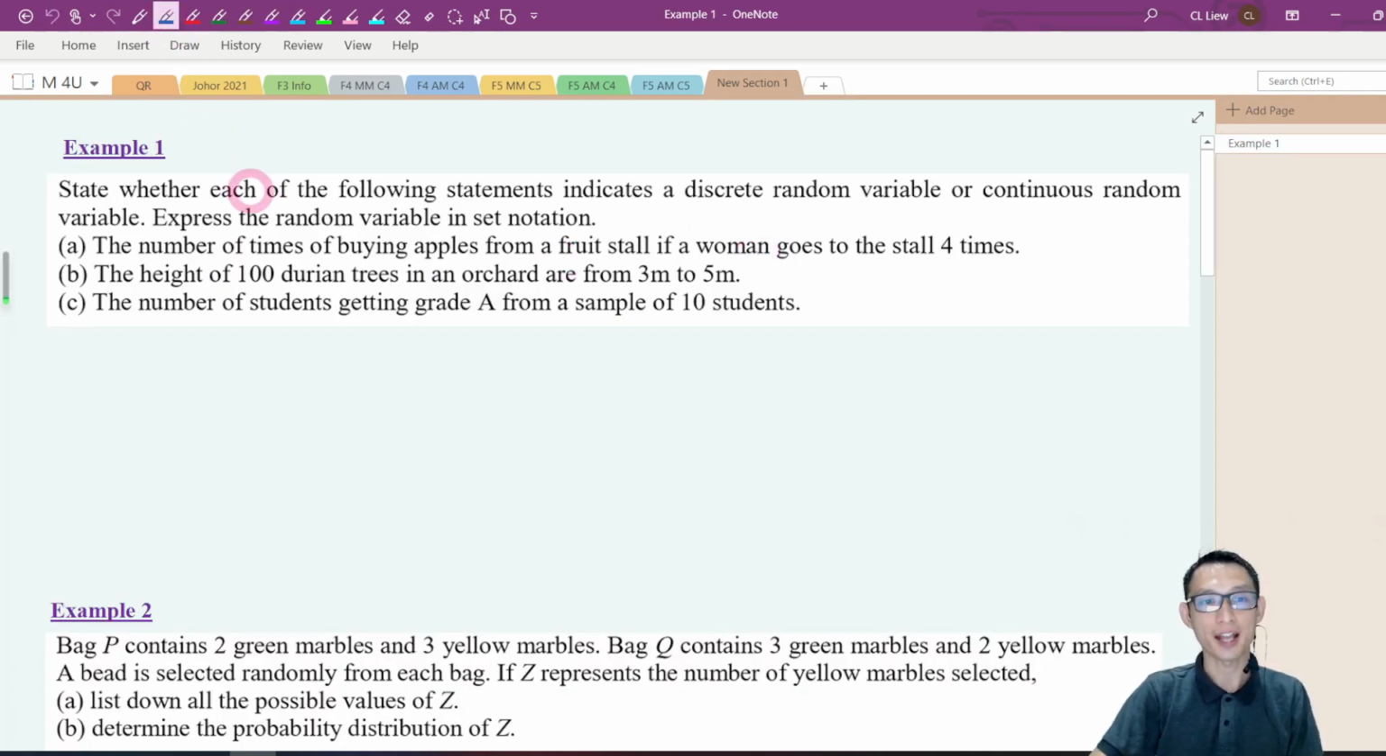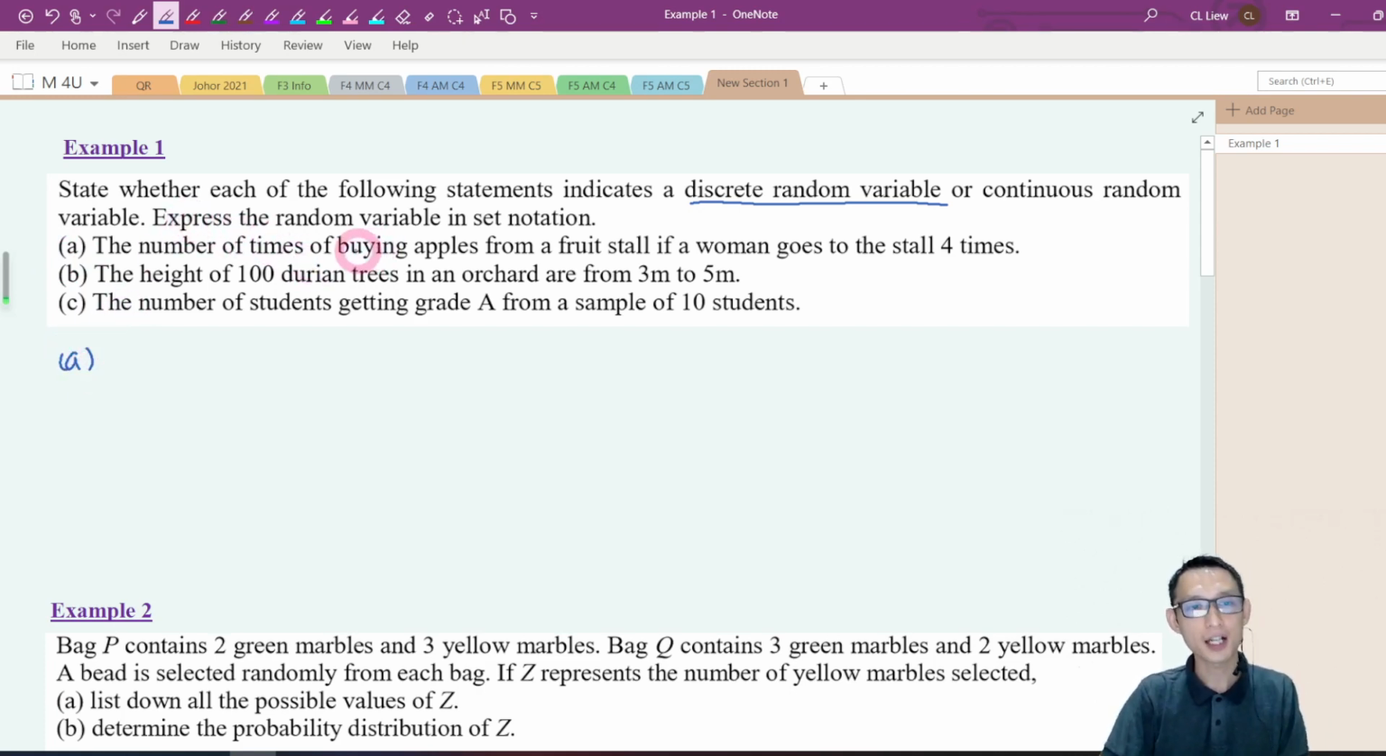Let's look at this example number 1. State whether each of the following statements indicates a discrete random variable, which we can count, or continuous random variable, which we measure. Express the random variable in set notation. So we have two things to be done. First, we want to differentiate whether the given random variable is a discrete random variable or continuous random variable. And second, we want to represent it using set notation, just like what I did just now. Okay, now let's look at part A.